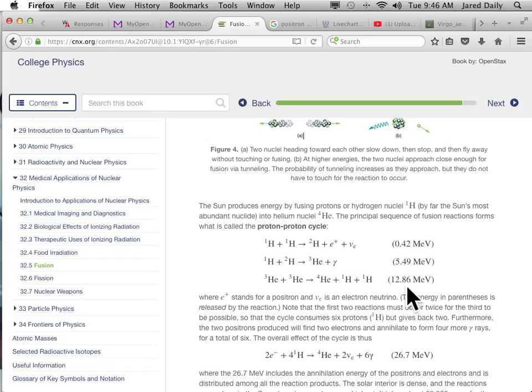And that releases 12.86 mega electron volts. So the whole process releases 26.7 mega electron volts of energy just for two hydrogens. Actually, it ends up being four hydrogens total, becoming one helium-4, 2 neutrinos, and 6 gamma rays in the end.